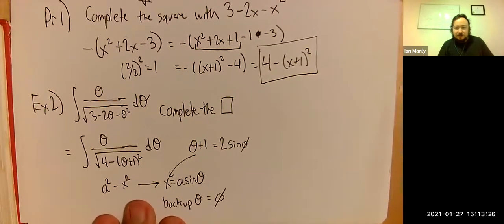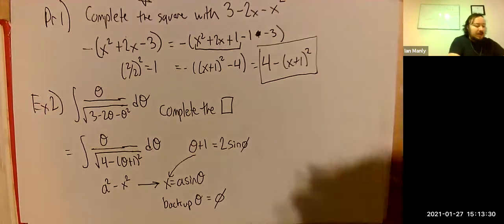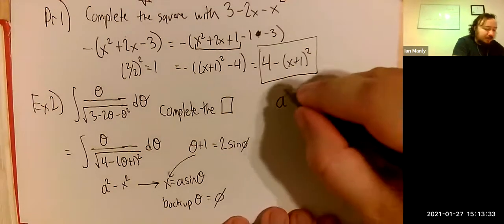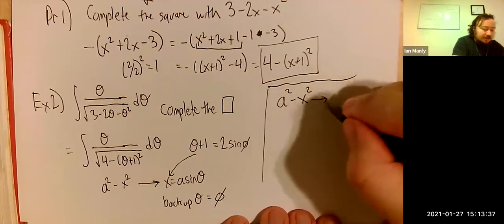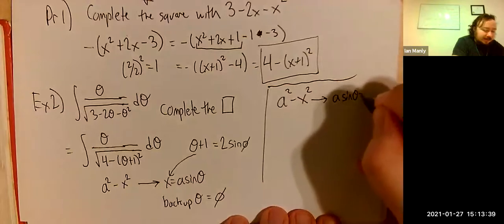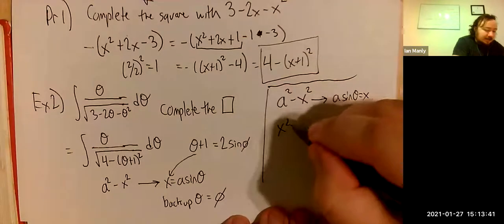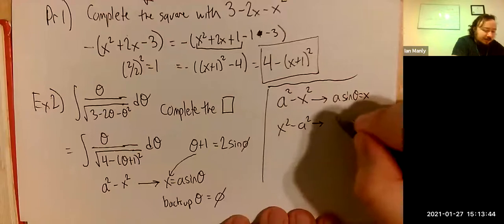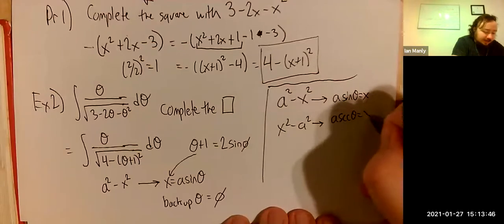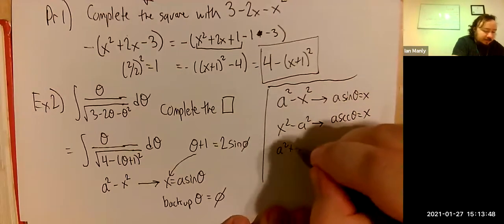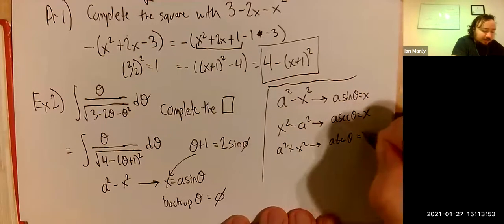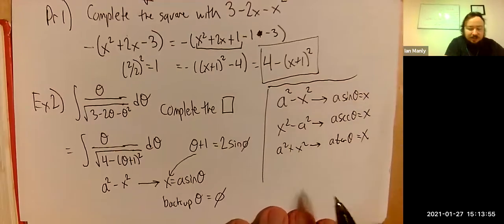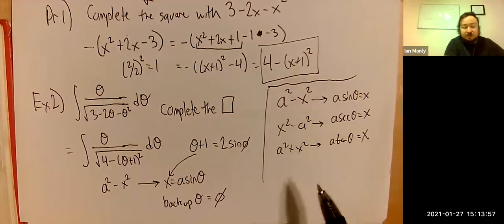All right. So where can I find all these substitutions? Let's write them out again, because we should remember these here. So a squared minus x squared: this is going to be a sine of theta is x. X squared minus a squared is a secant of theta. And then a squared plus x squared, that's a tangent of theta. So these are going to be the 3 different substitutions we have.